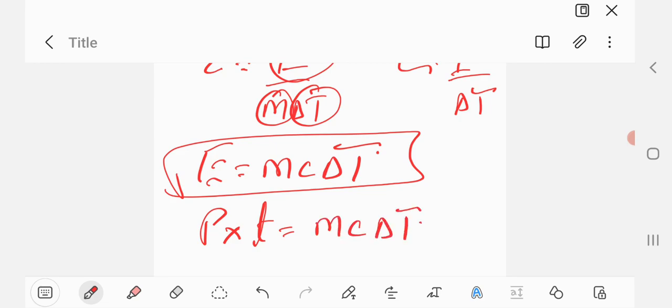So guys, the formulas are very important in physics. I have discussed all the formulas used in general physics as well as in thermal physics, and in CIEs there is 1 mark for the formula.